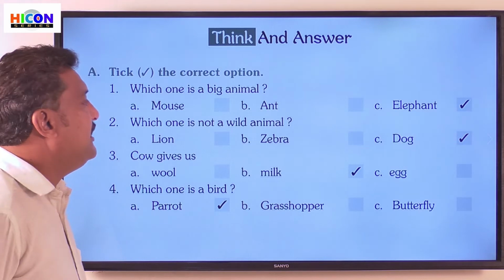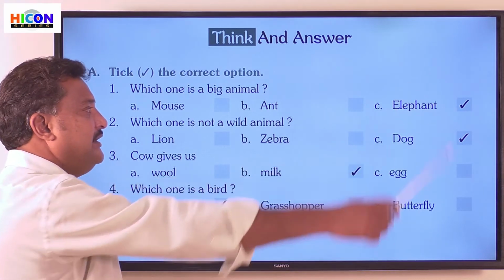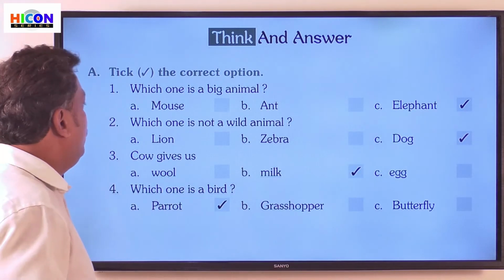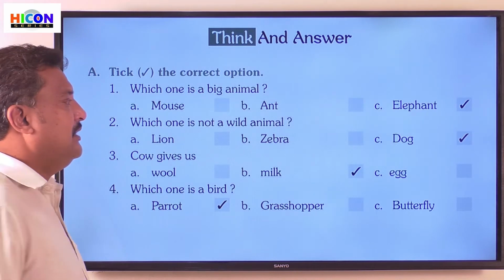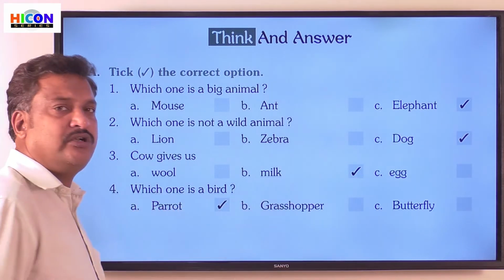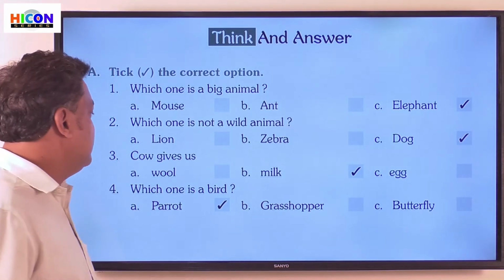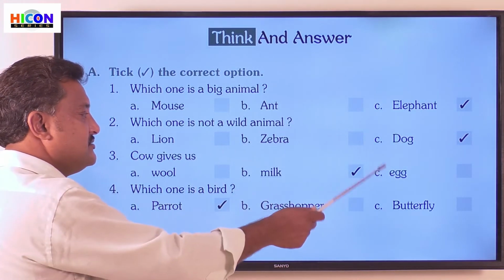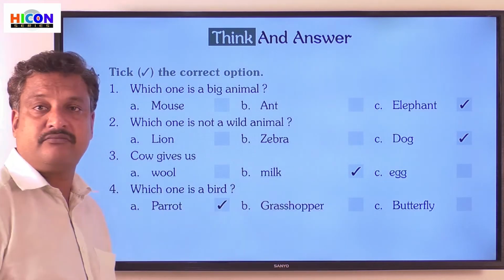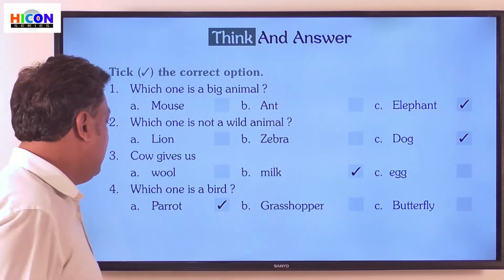Which one is a big animal? Elephant is a big animal. Which one is not a wild animal? A dog is not a wild animal because it is a pet animal or a domesticated animal. Cow gives us milk.